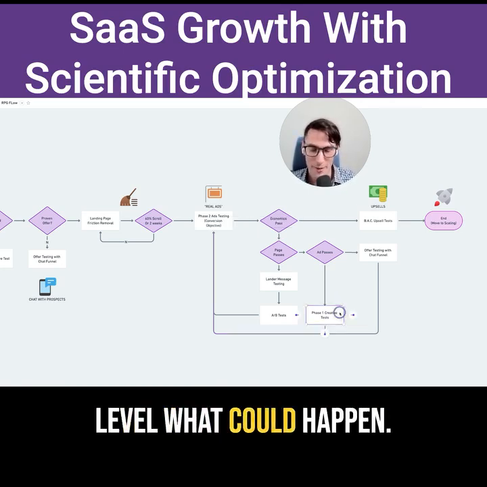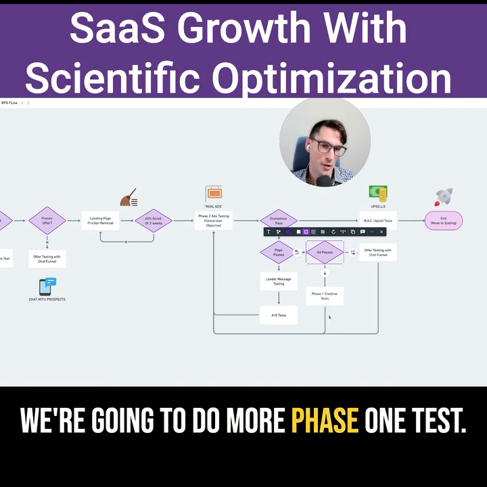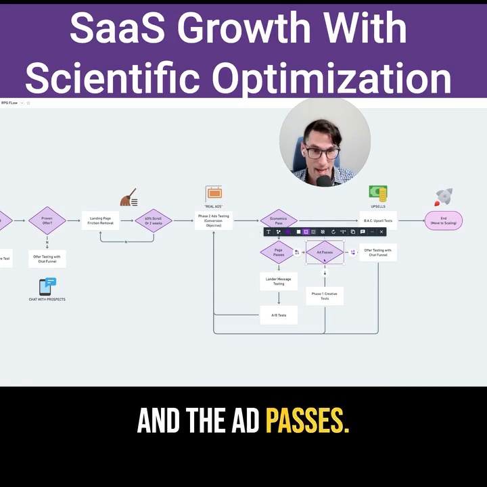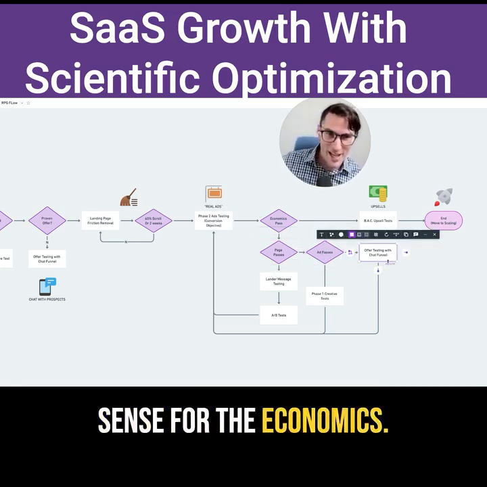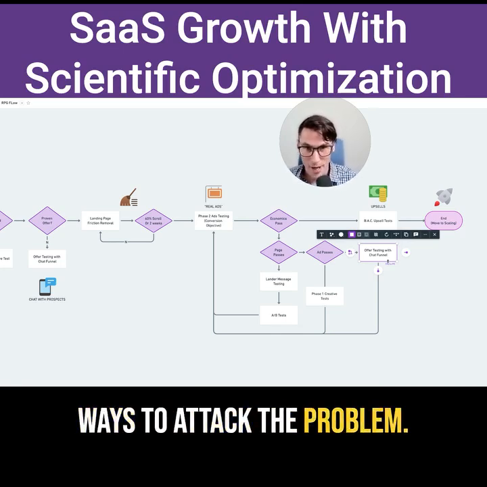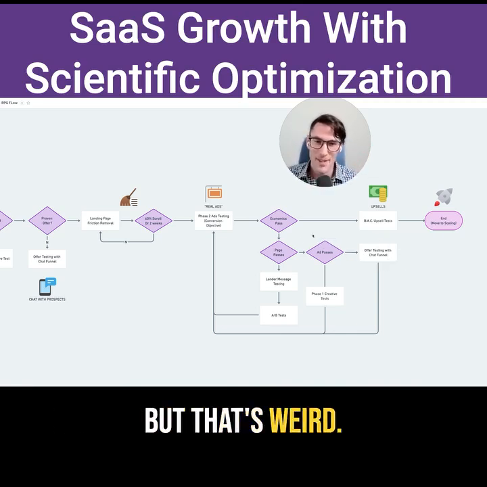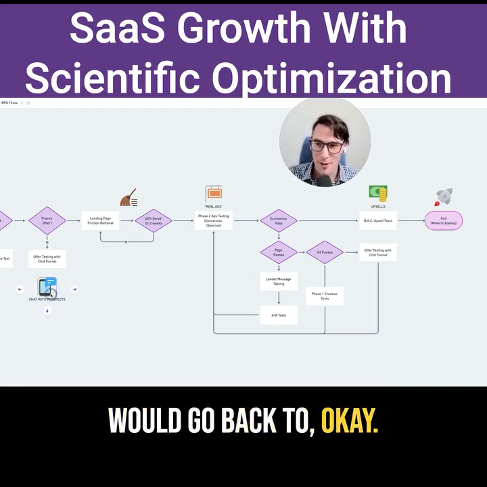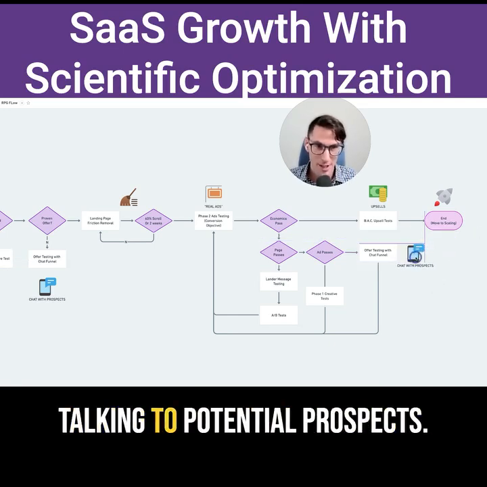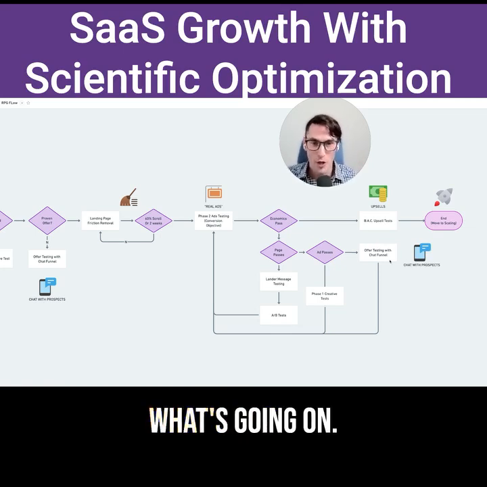I just want to show high level what could happen. So if there's an issue here, the page passes the economics, but the ad is having issues, okay, we're going to do more phase 1 tests. When we find a winner, we'll go back here to phase 2. Now, if page passes and the ad passes, but it's still not making sense for the economics, then there's something else going on. And there's so many ways to attack the problem. You can basically do these sort of hypothesize and test and check. So if that happens, while we're doing our guess and checks, let's make sure we're actually talking to potential prospects with a direct to check.